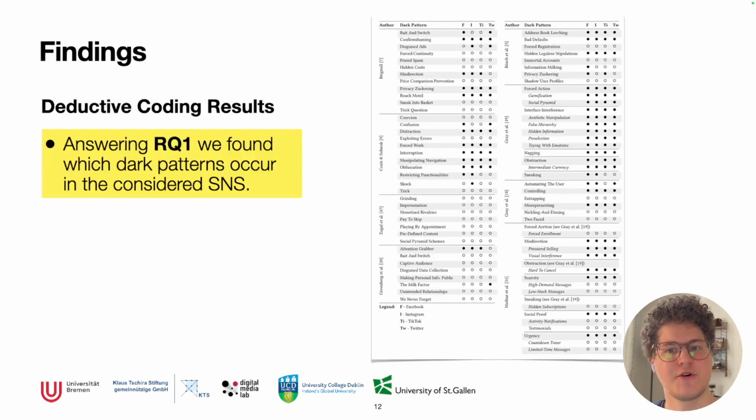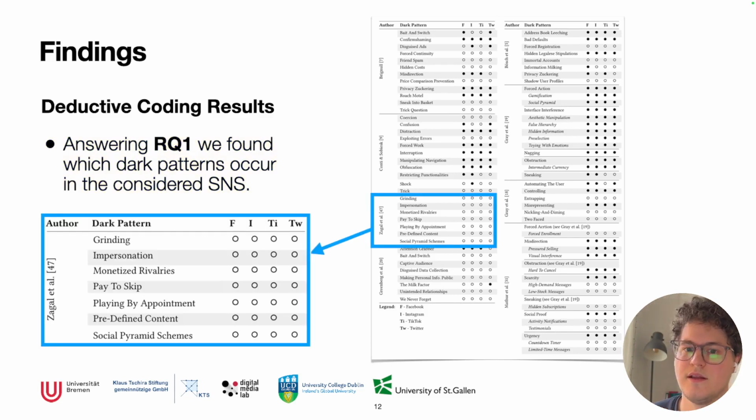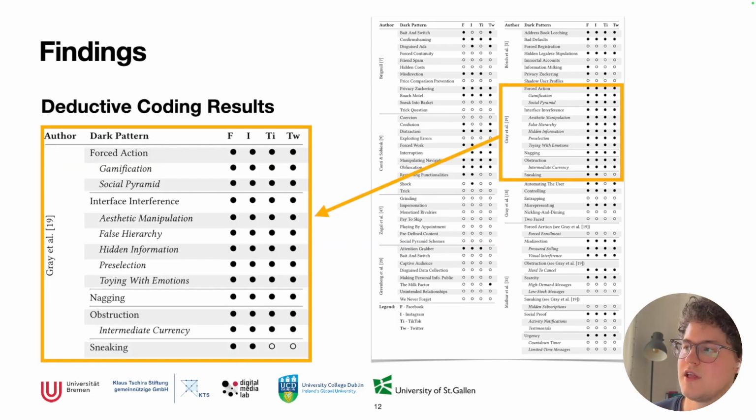Based on the deductive coding, we were able to answer our first research question about the existing dark patterns that occur in SNS. Interestingly, this data also informed us about which dark patterns are better applicable outside original scopes. For example, gaming dark patterns were tailored so closely around the concept of gaming that it prohibited us from applying them in the context of SNS. In contrast, the more generally defined dark patterns by Gray et al. allowed us to easily apply them during the study.